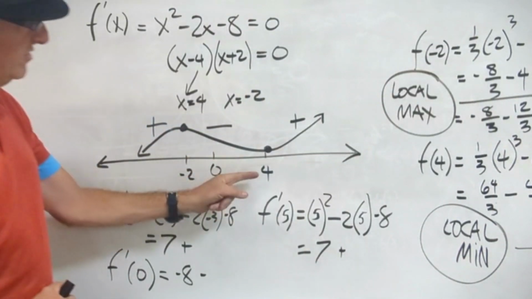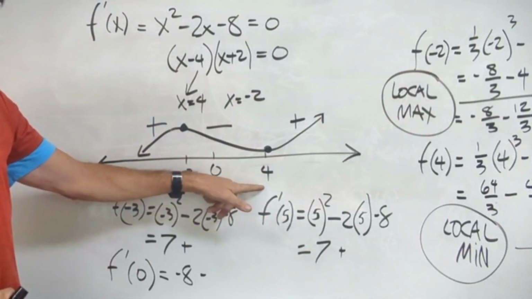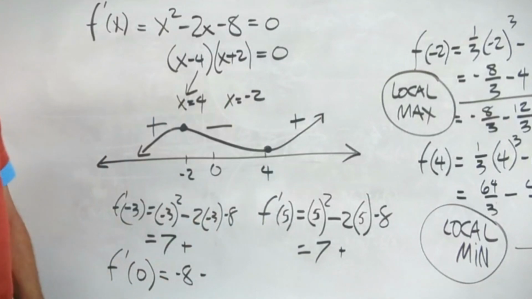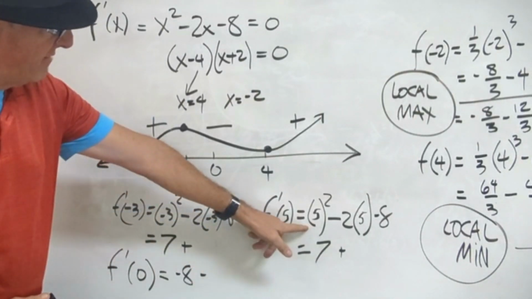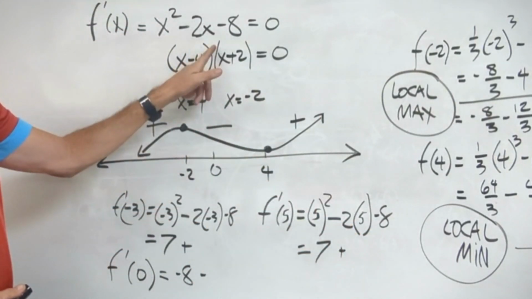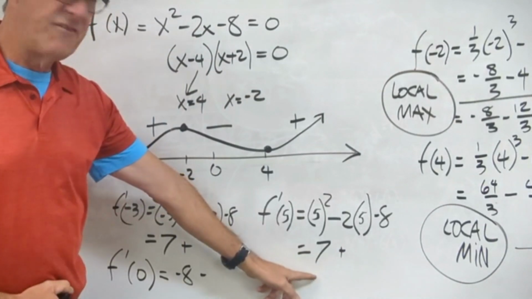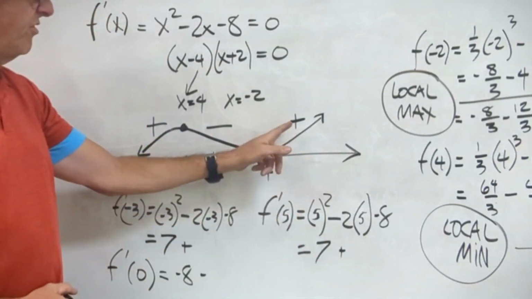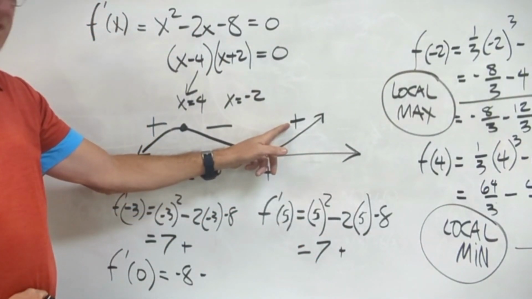Finally, I tested a value to the right of my other turning point, which was 4. So I just put in 5, pretty straightforward. I did my math on that with my derivative function, and I get 7, which is positive. So there, the function is increasing.